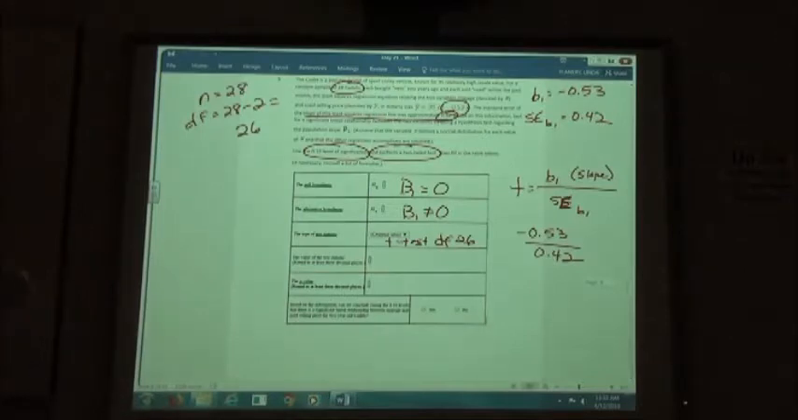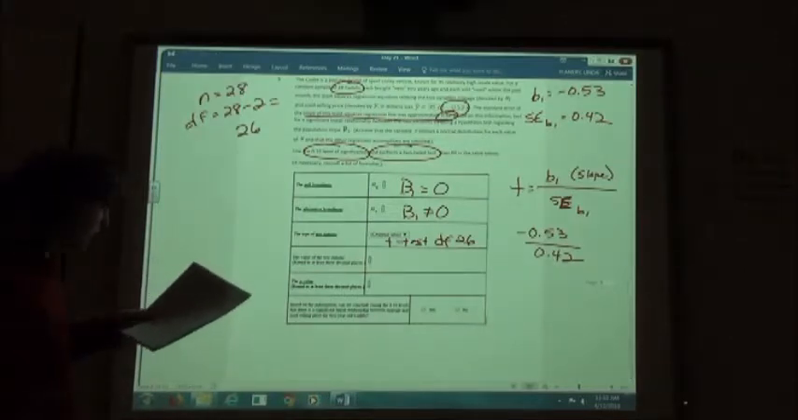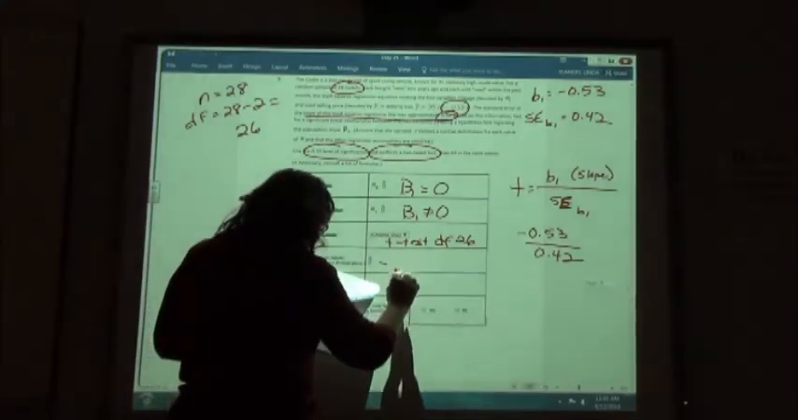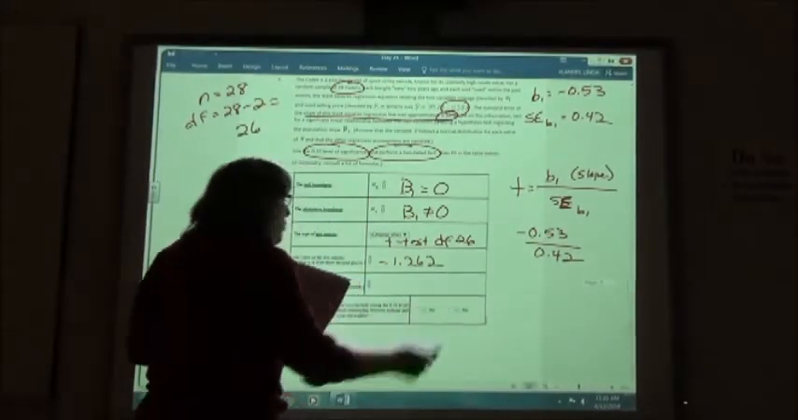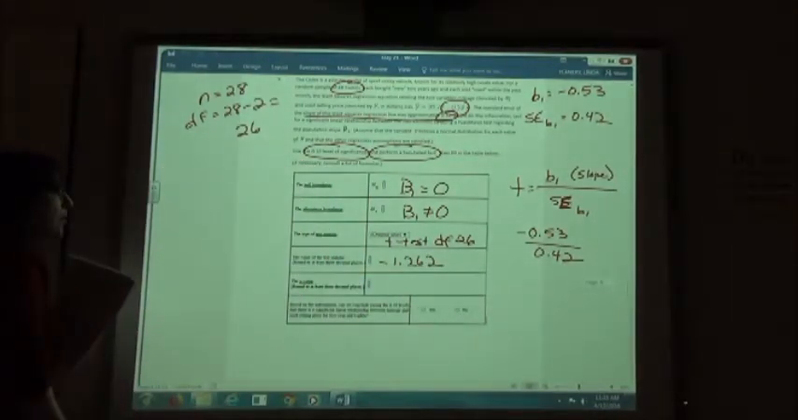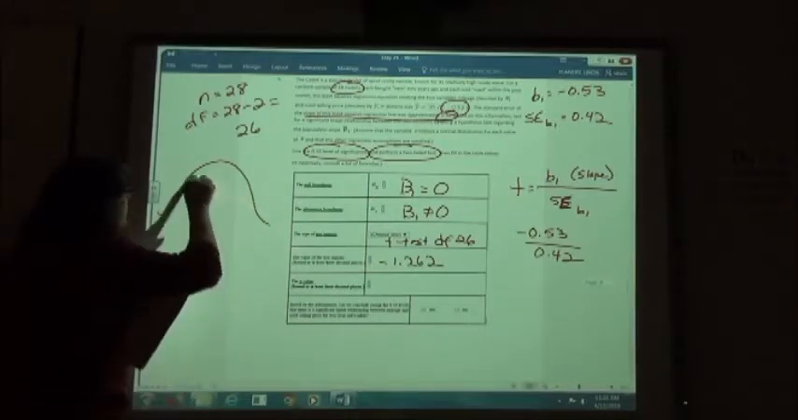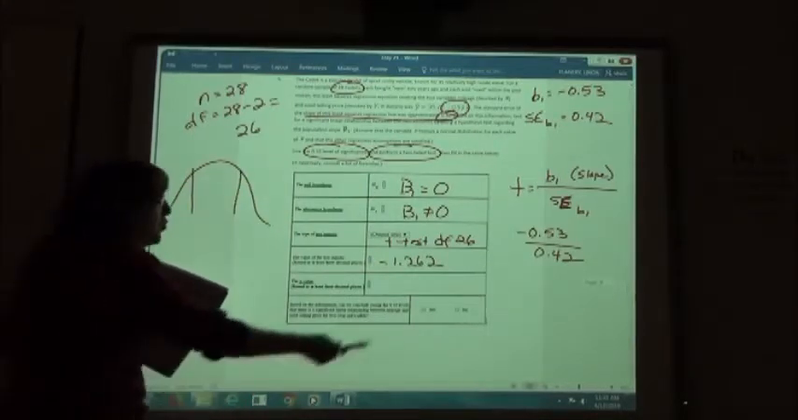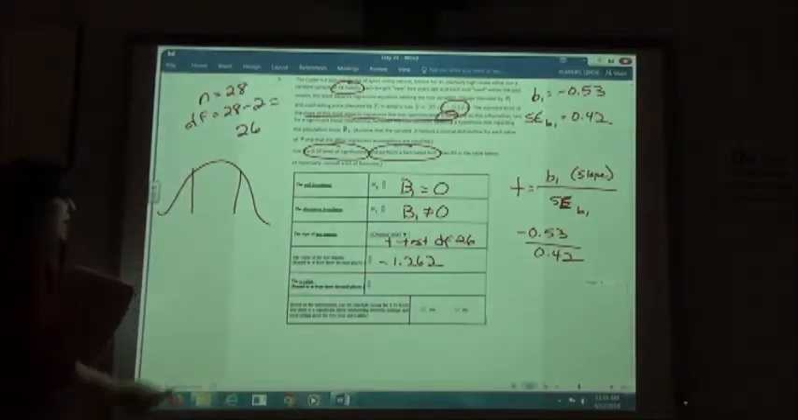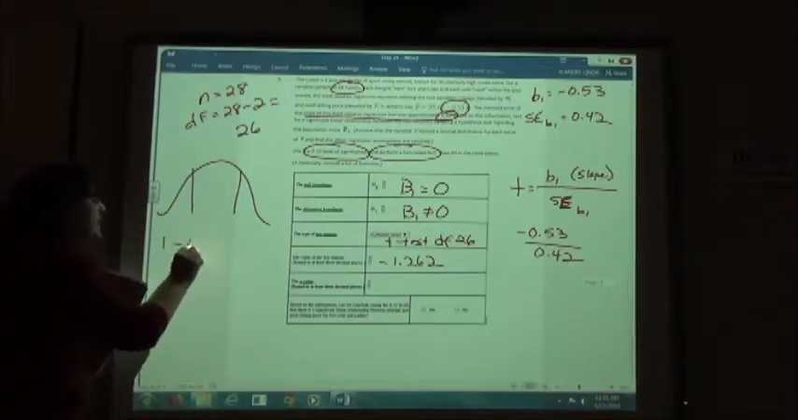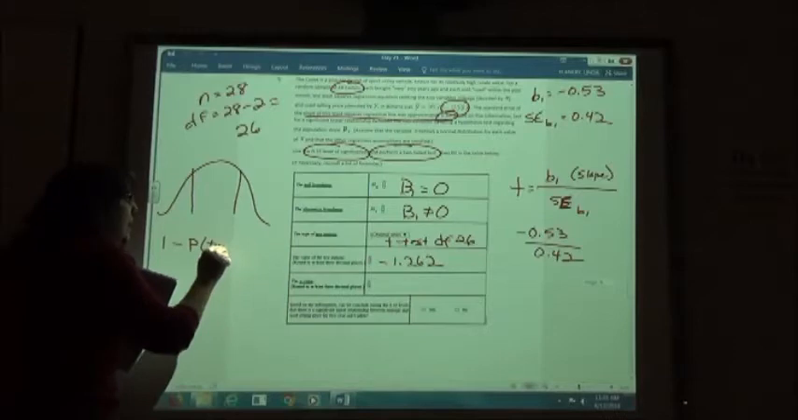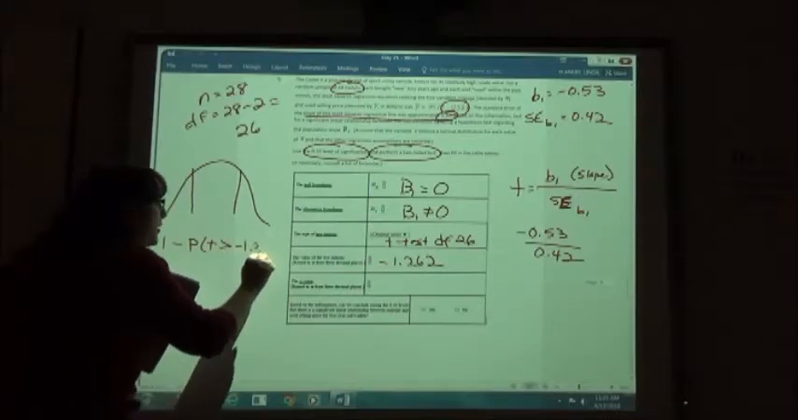Negative 0.53 divided by positive 0.42 is negative 1.262. So, again, we have to remember that we're doing a two-tailed test. If this one is negative, we either have to do 1 minus the P of T is greater than negative 1.262.